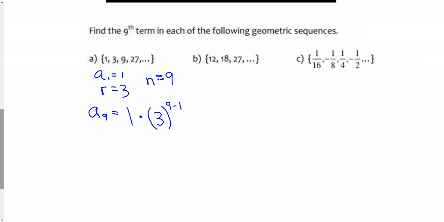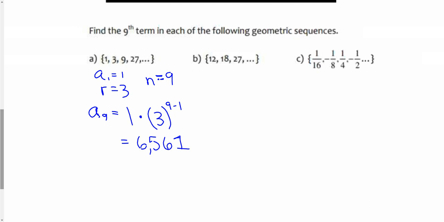Read it off to me. 6,000. Whoa, I don't know what I was going to write there. 6,561. So I was right. It was at least 100. Pretty straightforward. Let's do one that has the fraction in it.